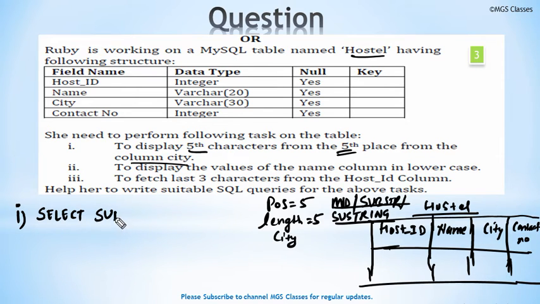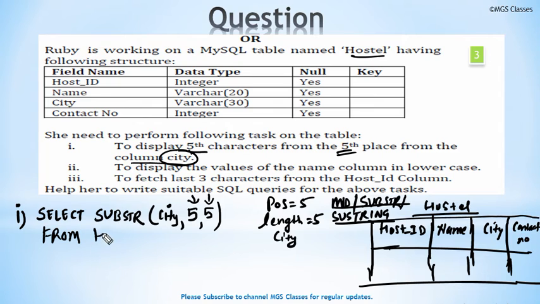So select SUBSTR, I am using SUBSTR here, then the city column, the name of the column you will write because it is asking on the column city. Then from the 5th position you need to fetch a 5 character string. So you will write this is the position, 5th position, and this is the length of the string. So which table will this query be applied on? It will be applied on the hostel table. So you will write like this, hostel.